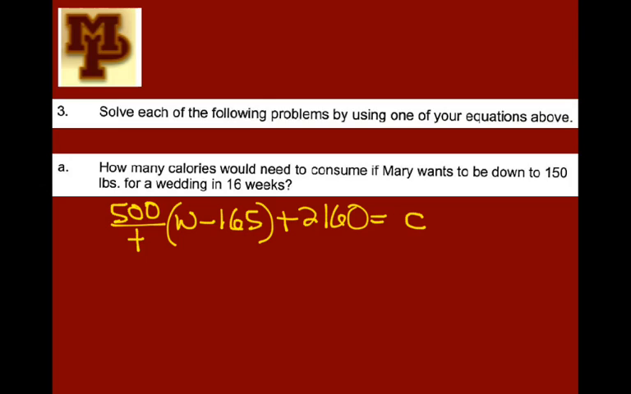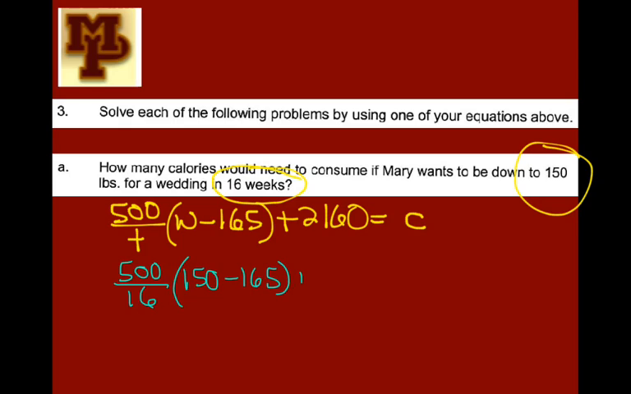So now you see that we have the 16 weeks, which is right here, and we know that she wants to be down to 150 pounds. Those are the two numbers that we would plug in in those two spots. So let's go ahead and just plug those numbers in. So that would be 500 divided by 16, and then her weight, she wants to be 150. So 150 minus 165, and then plus 2160, and that should equal the number of calories that she needs to take in. So let's do the math here.